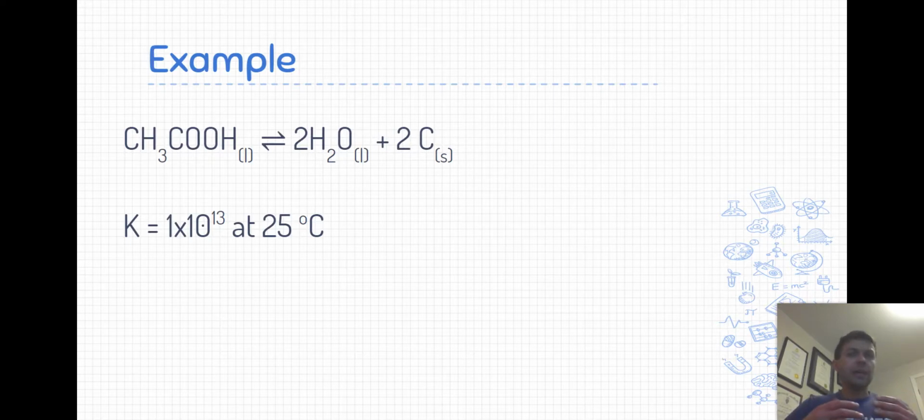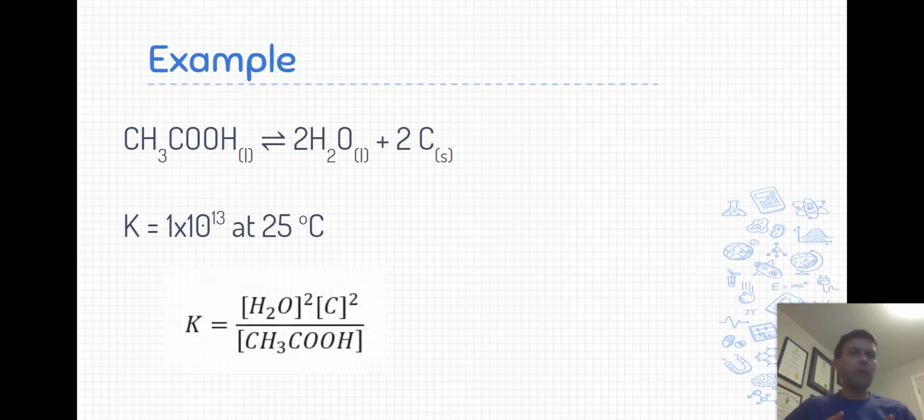Now, this decomposition is possible where acetic acid decomposes to form water and solid carbon. We don't see it very often. However, when we look at the K value, which is quite large at room temperature, we see that this product side is heavily favored. If we have a very large value for K, that means that the right-hand side is much more heavily favored.